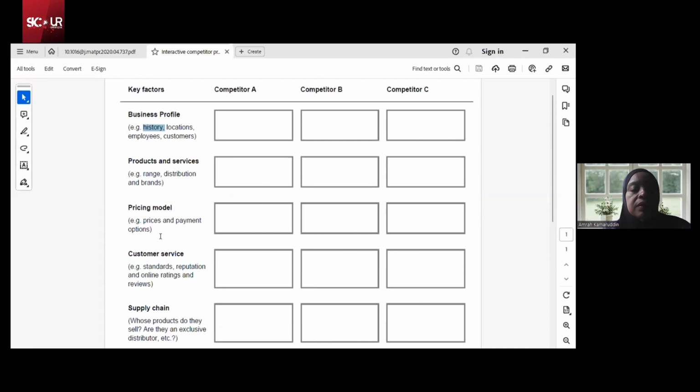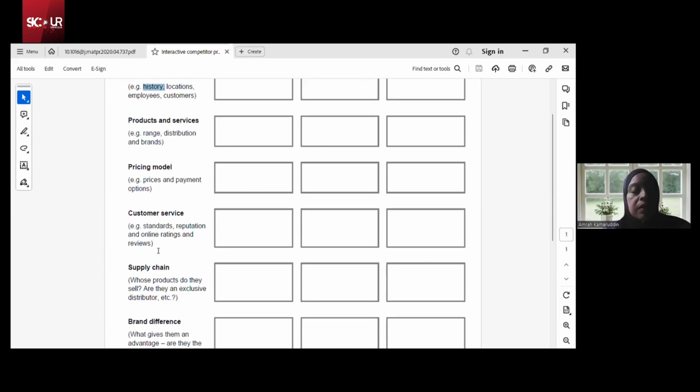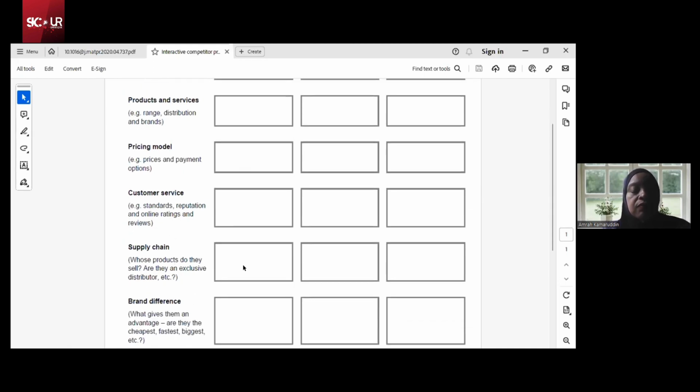Pricing model. So put the price in the same context itself. For example, if you are looking at smartphones, you just put the smartphone range of the competitors. Don't look at the payment option. All of that is not needed. This is just for example. Customer service. If you don't have customer service, it's okay. Just ignore this. Supply chain, if they don't have a supply chain, just ignore.